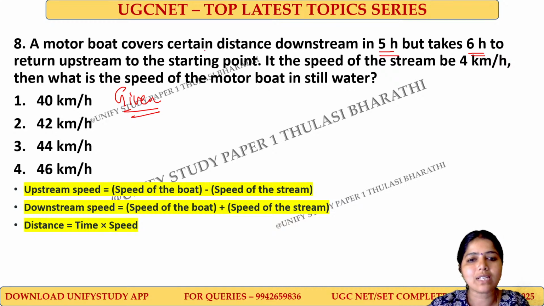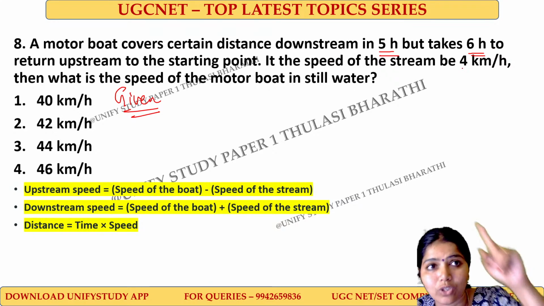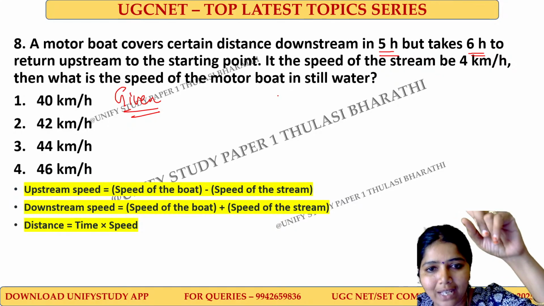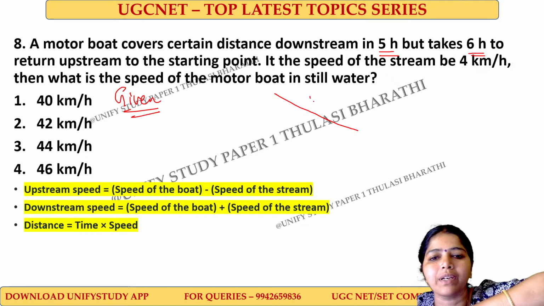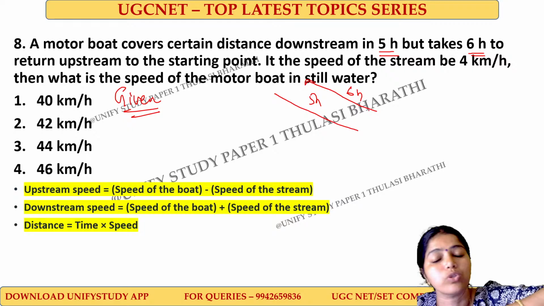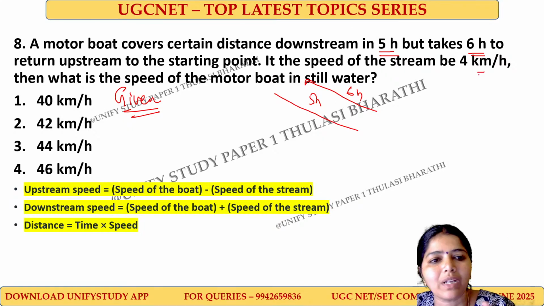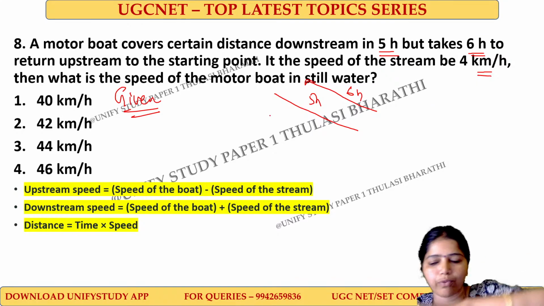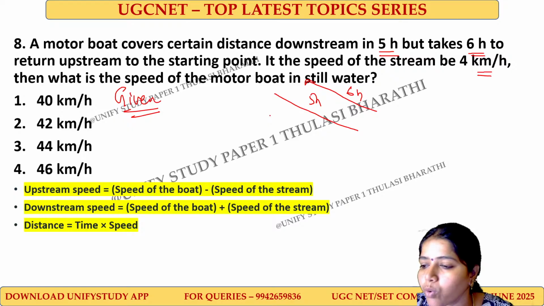So the boat covers a certain distance downstream in 5 hours but takes 6 hours to return upstream to the starting point. Along with the stream it takes 5 hours. Against the stream, it takes 6 hours to reach the starting point again. If the speed of the stream is 4 km per hour, stream meaning the water flow, then what is the speed of the boat in still water?